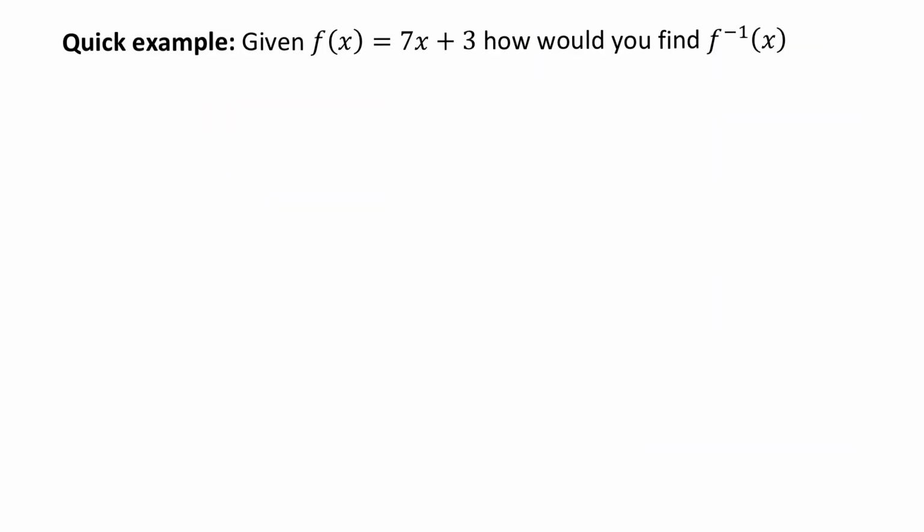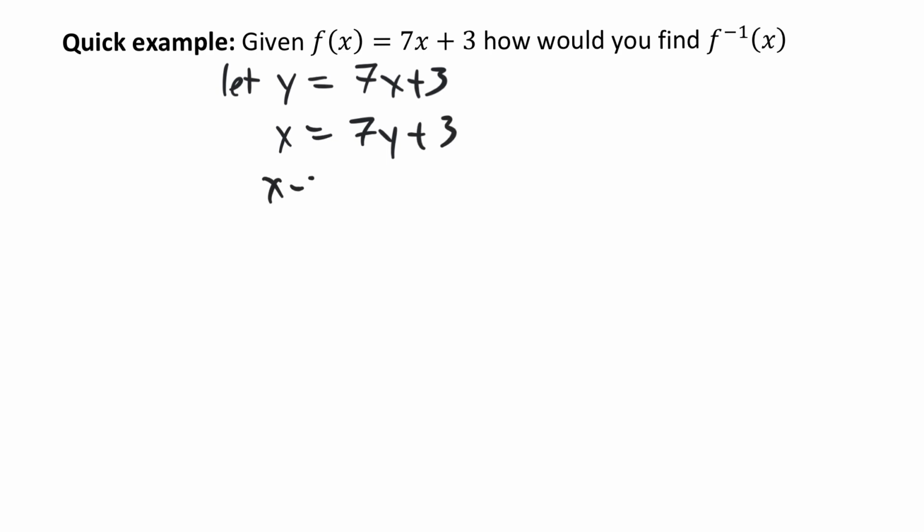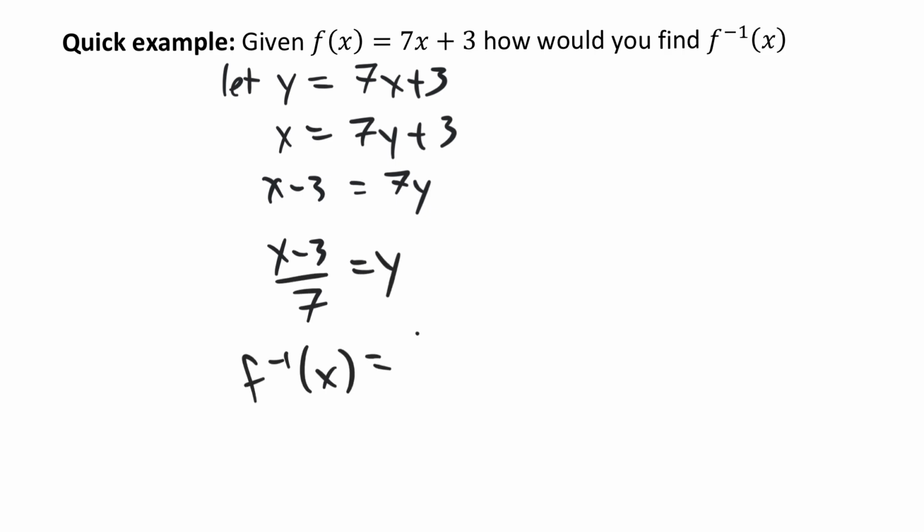So go ahead and give it a try here. We have f of x equals 7x plus 3. Go ahead and find f inverse. So pause the video and give it a try. All right, let's go ahead and do this one quick. We let y equal 7x plus 3. We swap x and y, and then we solve for y. So we subtract 3, divide by 7, and then we label that as our f inverse.